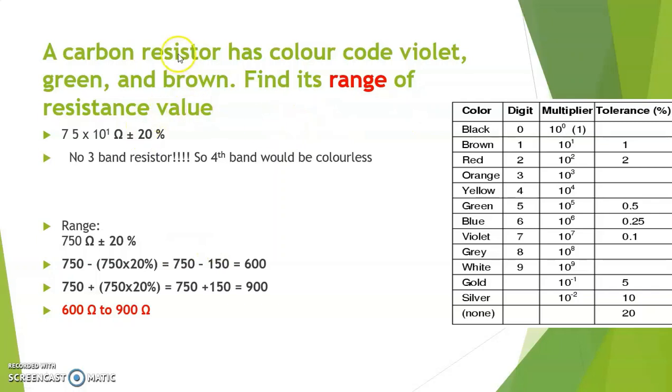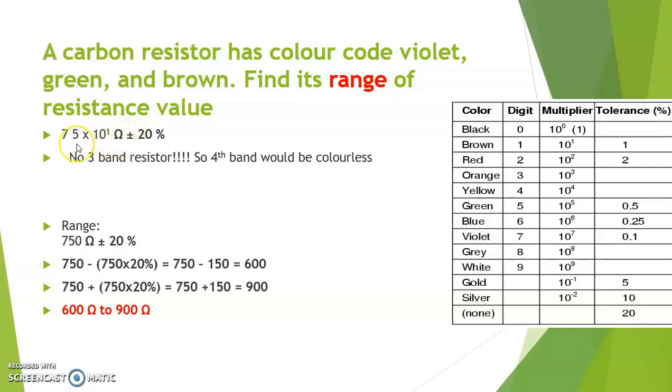Next one: a carbon resistor is given with the color code of violet, green and brown. Find its range of resistance value. The first thing we have to keep in mind is, what is violet? Violet corresponds to 7. Then we have green which corresponds to 5. Then brown is the multiplier, so 10 raised to 1. Next, we write the unit, which is ohm, then plus or minus.